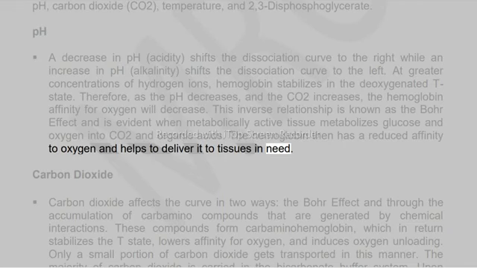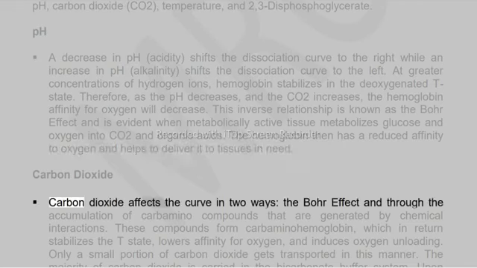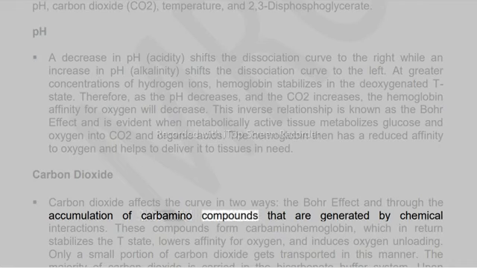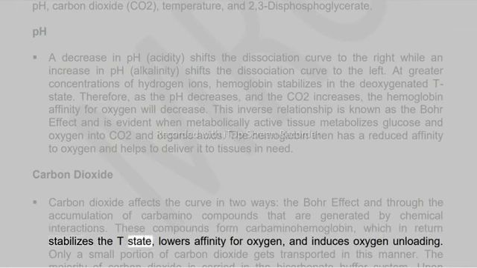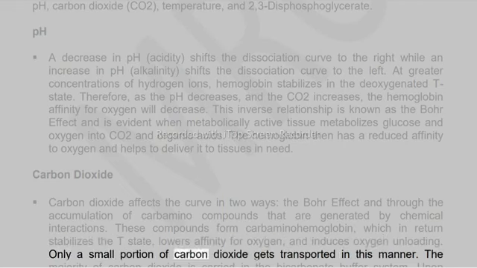Carbon dioxide. Carbon dioxide affects the curve in two ways: the Bohr effect and through the accumulation of carbamino compounds that are generated by chemical interactions. These compounds form carbamino hemoglobin, which in return stabilizes the T state, lowers affinity for oxygen, and induces oxygen unloading. Only a small portion of carbon dioxide gets transported in this manner.